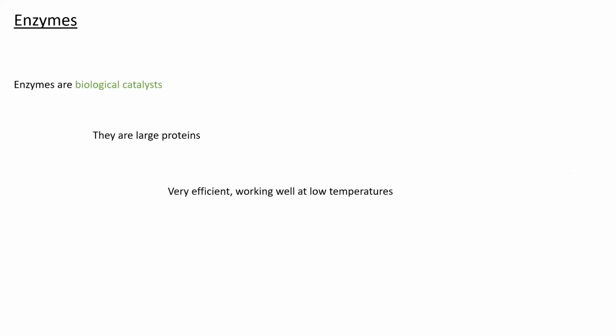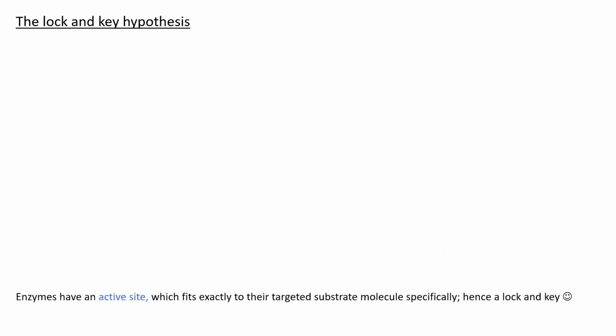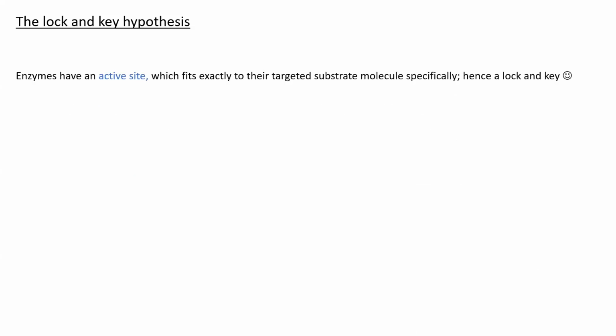A type of catalyst is enzymes. They are biological catalysts. They are large proteins which are very efficient and work well at low temperatures. This means they're cost efficient when used in industry. Enzymes work by the lock and key hypothesis. We talk about them having an active site which will fit exactly to the targeted substrate molecule specifically, which we will think of as a lock and key.